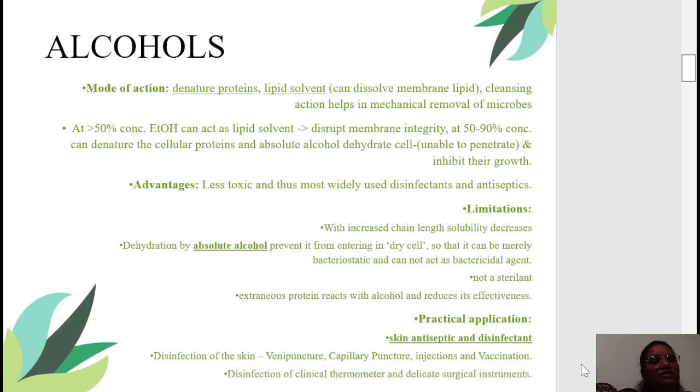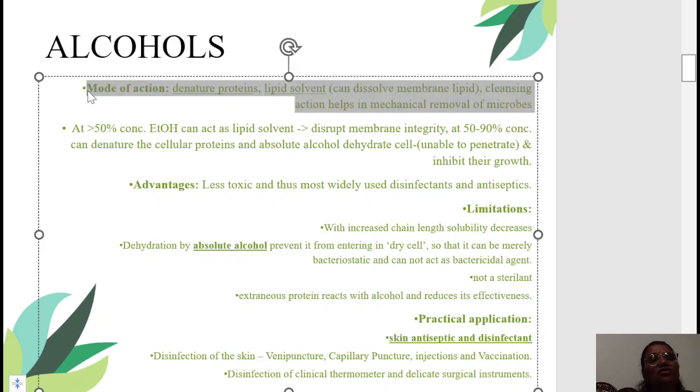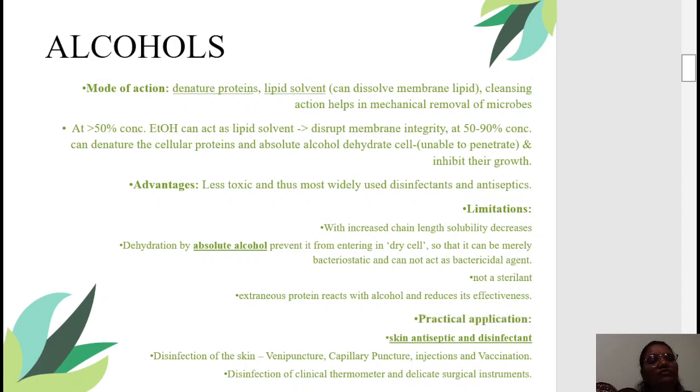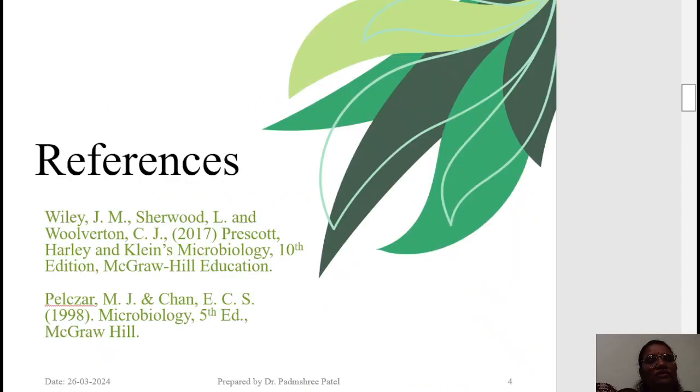So this is how any antimicrobial agent can be discussed under the headings of what is the mode of action of that agent, what are the advantages of that agent, and what we can list as limitations, for which we need to go for other alternatives. Then the practical applications of any antimicrobial agent should also be discussed while discussing the list of physical and chemical agents used for microbial control.